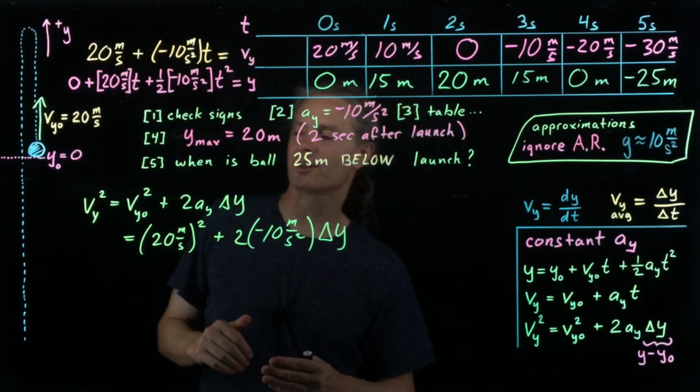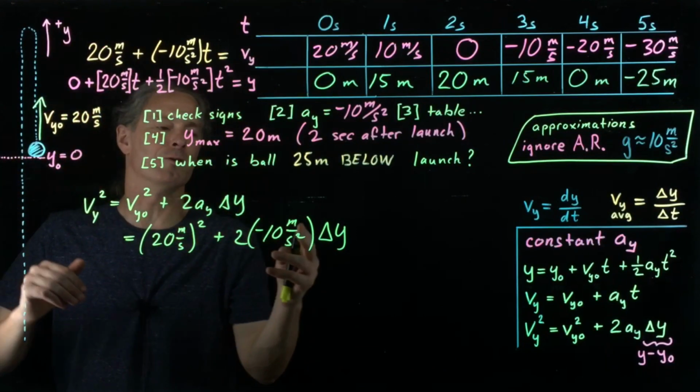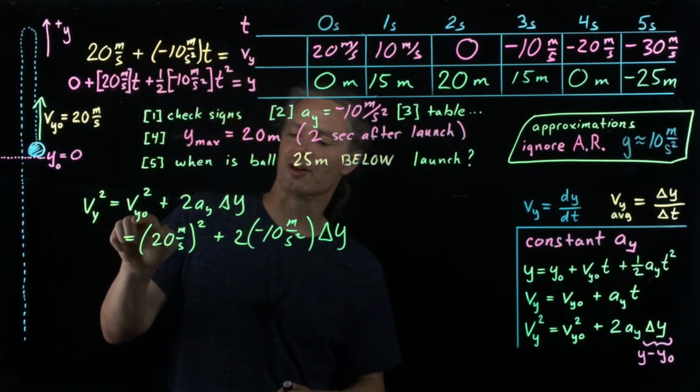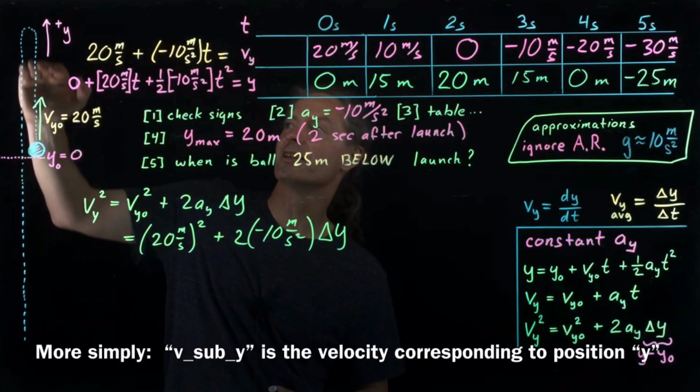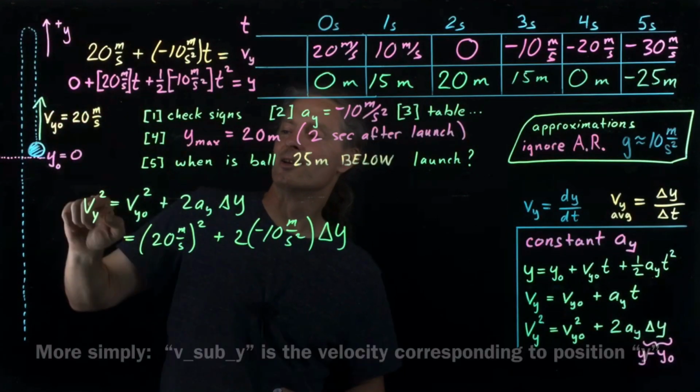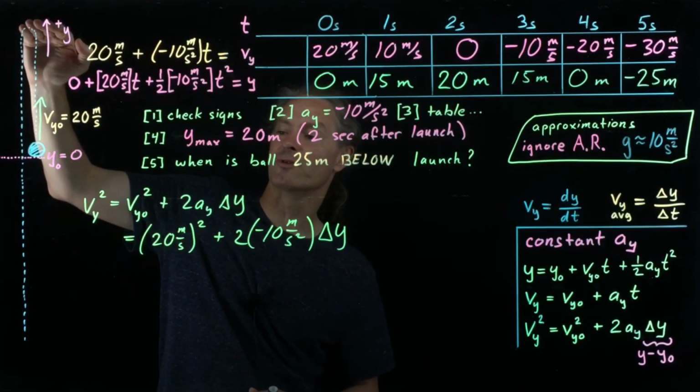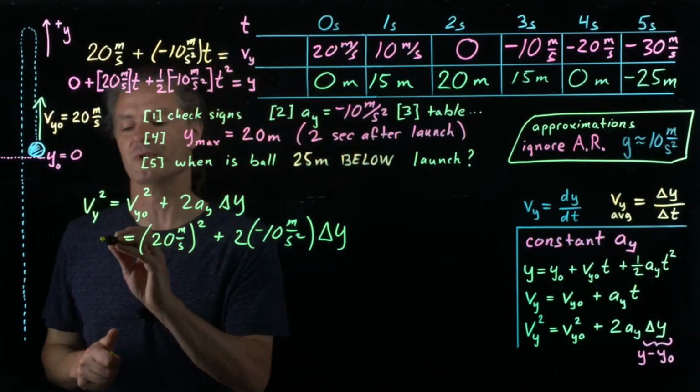Now we're not looking for the time. Instead of having a time interval, we've got a space interval. This is the velocity at the beginning of the interval. This is the velocity at the end of the interval. At the end of the interval, the thing is at maximum height. So this v sub y is the y component of the velocity at maximum height, which is 0.